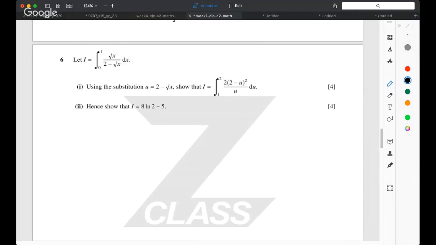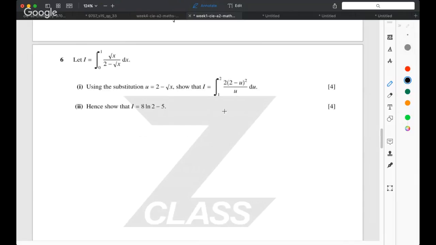Okay. So this is just to change. So you have the x. Yeah. You just try to find a way to change all the x into u.